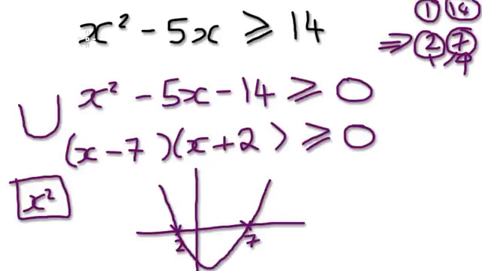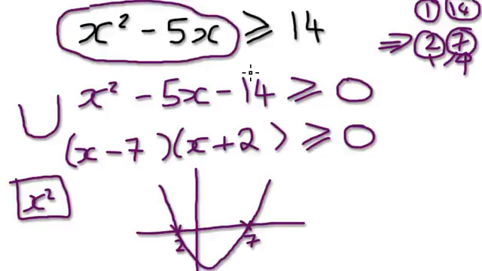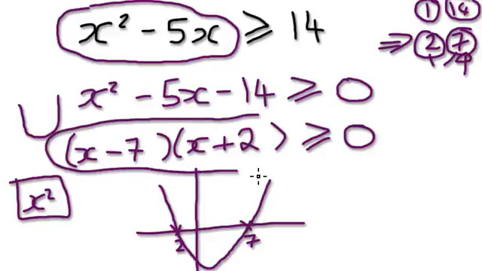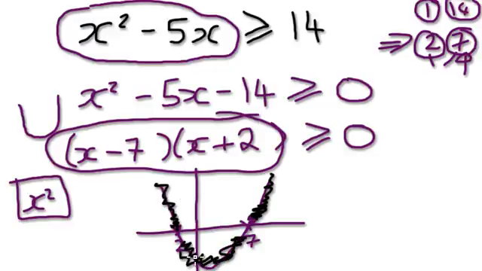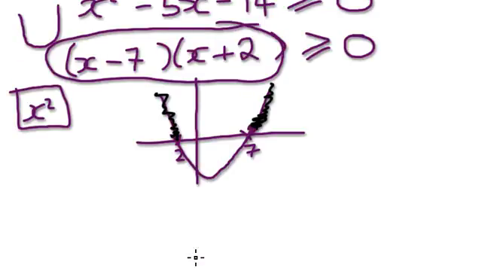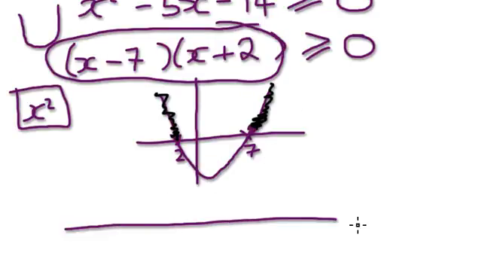Now looking at the original statement, this whole thing has got to be bigger or equal to 14. But then we translate that to this thing here, so this whole thing has to be bigger or equal to 0. Everything in here is good because it's bigger or equal to 0. Everything here is good. Everything down here would be bad. So your number line will look something like this.